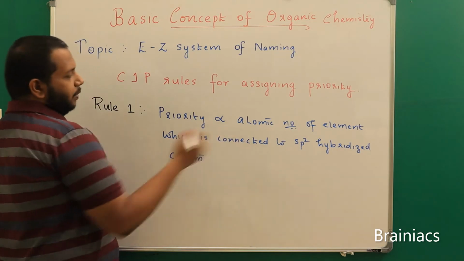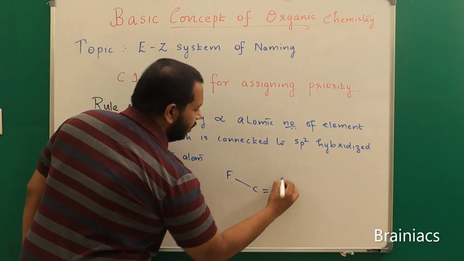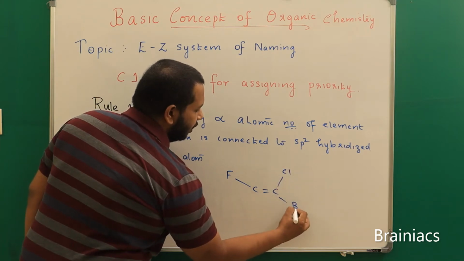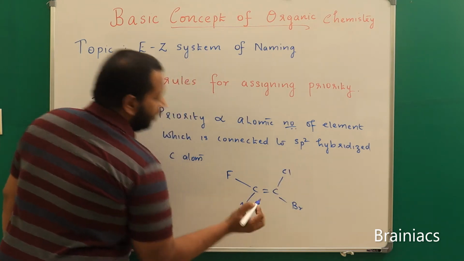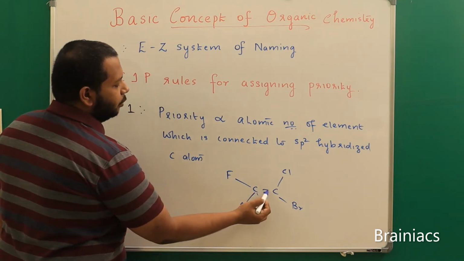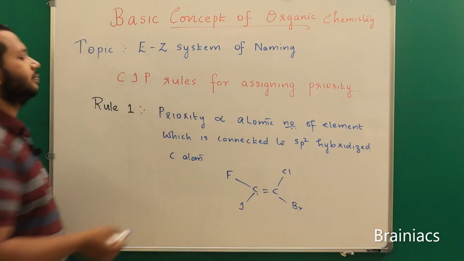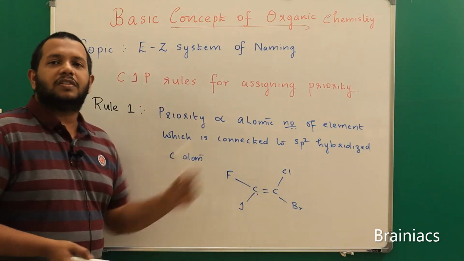Correct? So here the sp2 hybridized carbon atom is which one? For example, in this example, C double bond C, you have chlorine, bromine here, and here iodine. Now if you see here, I am comparing this element. This is connected to a carbon atom. This is sp2 hybridized. So that is called the sp2 hybridized carbon atom. This is a different example. So this is rule 1.